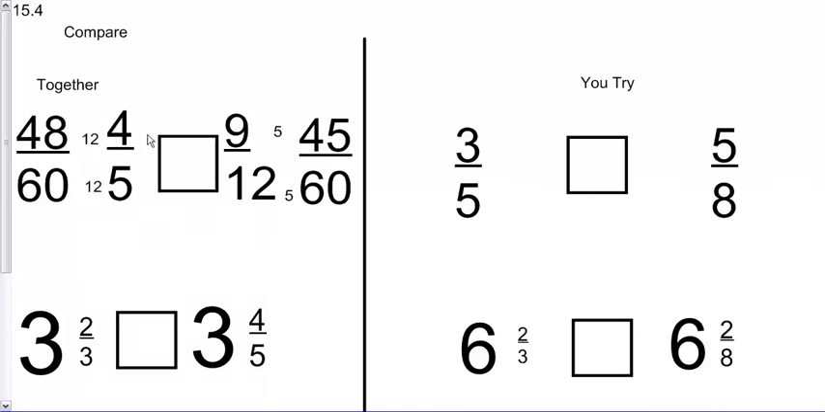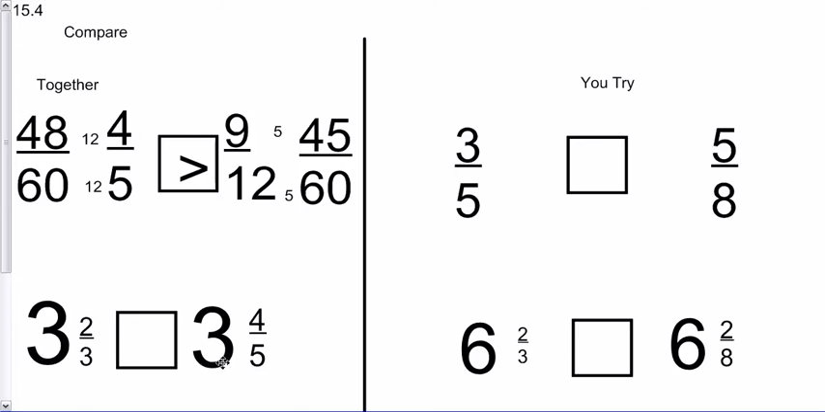Now, which numerator is bigger? You guessed it. 48 is larger. So 4/5 is greater than 9/12.